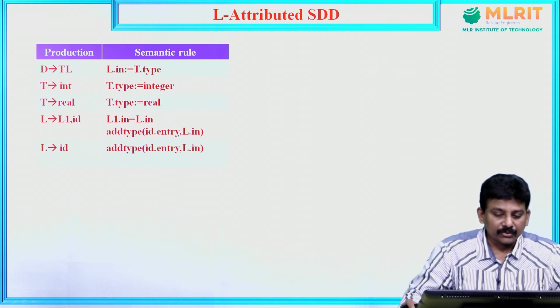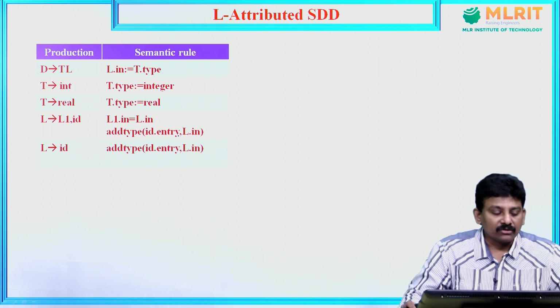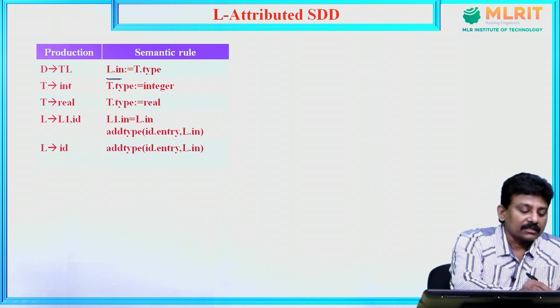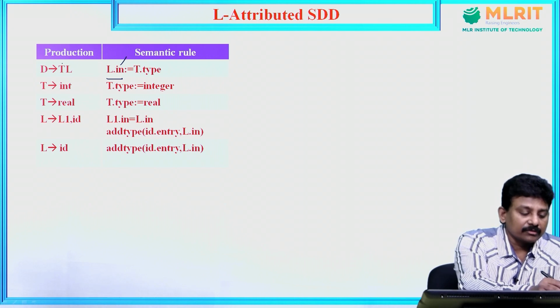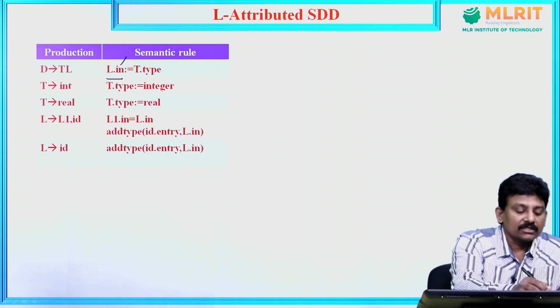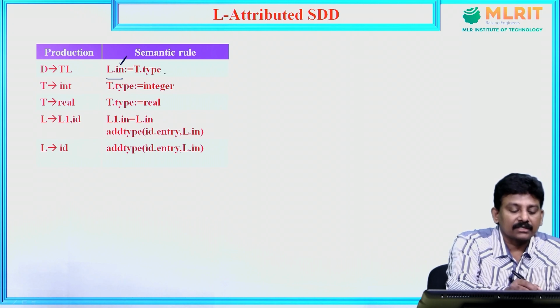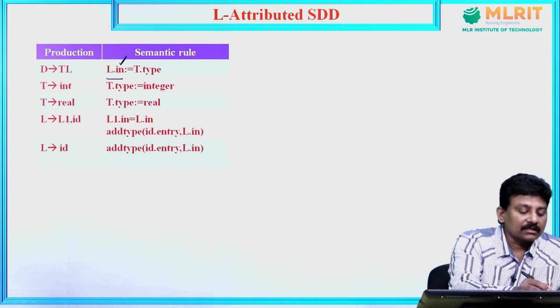In L-attributed SDD, the attribute value of a grammar symbol is evaluated by using the parent value or from siblings, and that too only from the left sibling, not from the right sibling. L.in is an inherited attribute value, and L.in is T.type. T is a left sibling of L, so L.in = T.type. This is an inherited attribute. Then T.type is integer. Here type is a synthesized attribute.